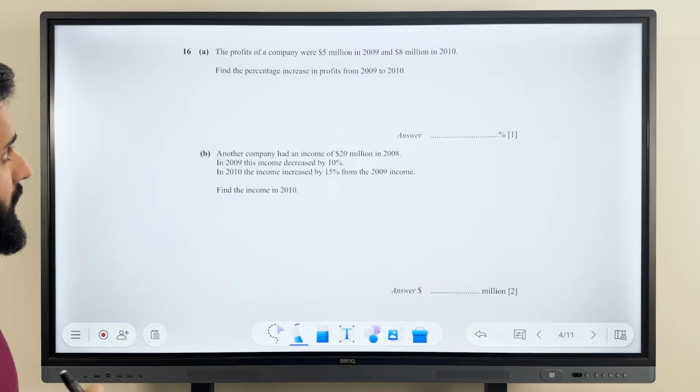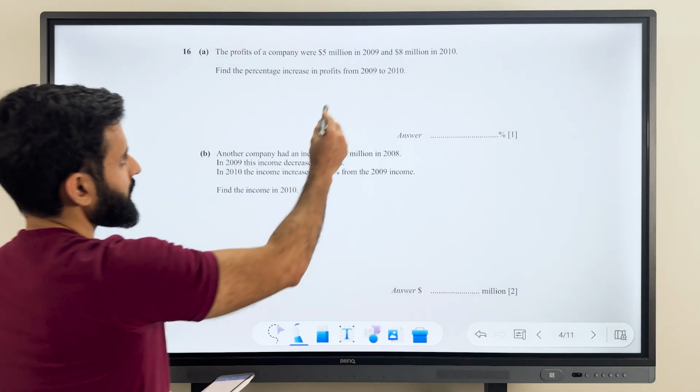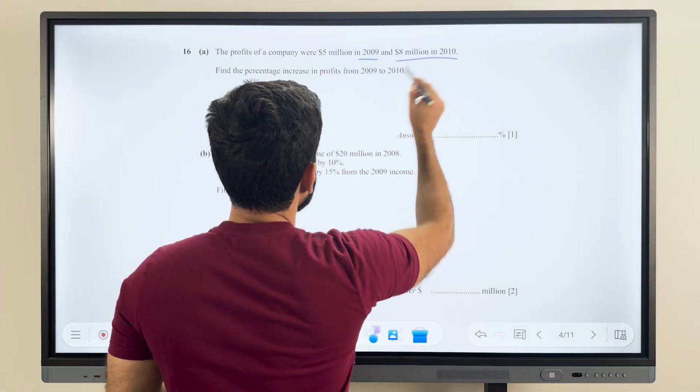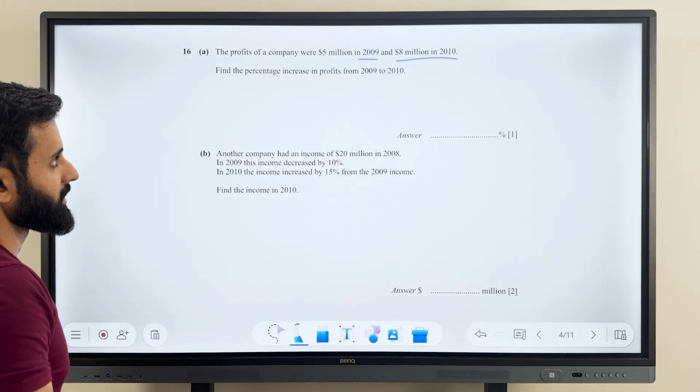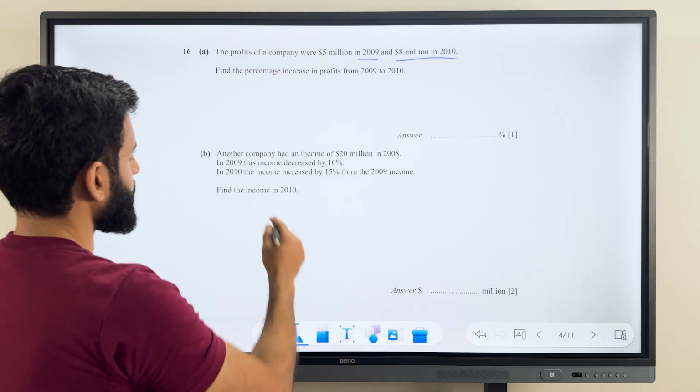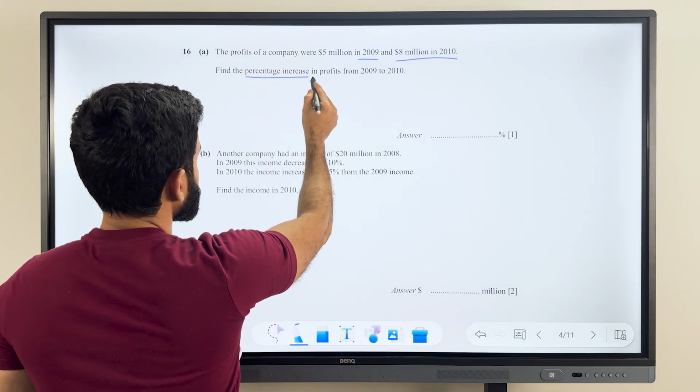The profits of a company were $5 million in 2009 and $8 million in 2010. Calculate the percentage increase in profits from 2009 to 2010. So like I said, there's always a standard way to solve questions like these: you calculate the percentage change.